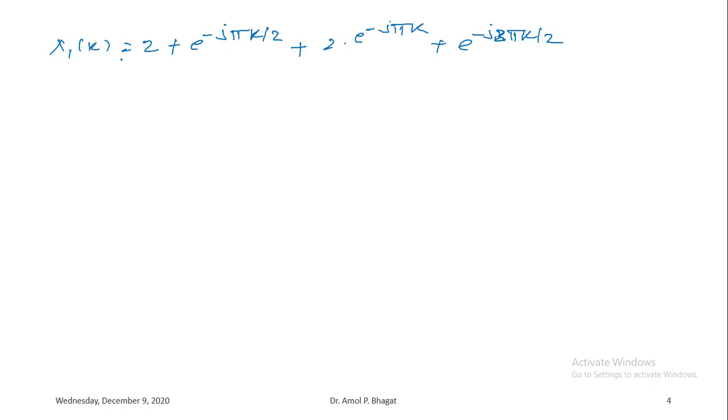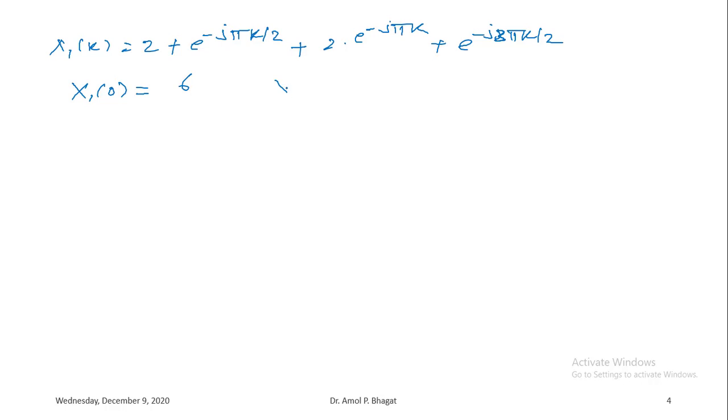Now if you substitute k equals 0, you will get the equation 2 plus e to the power 0, plus 2 into e to the power 0, plus e to the power 0. That means 2 plus 1 plus 2 plus 1. So you will get x1 of 0 equal to 6.